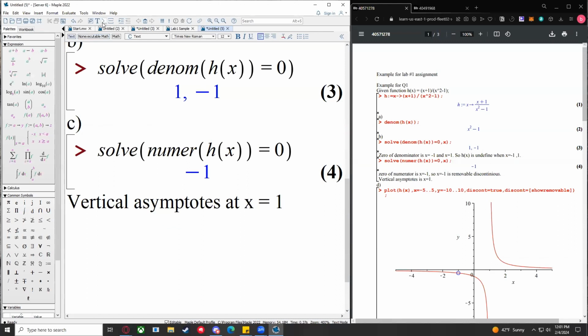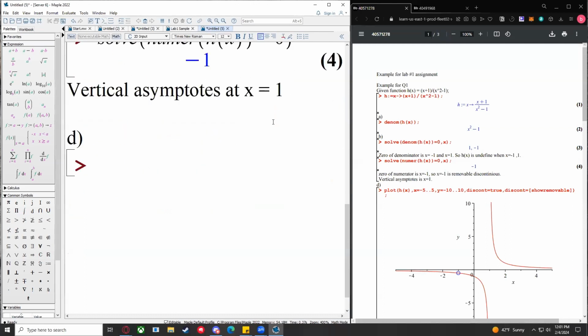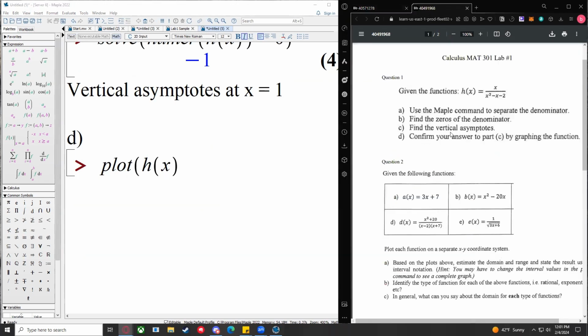All right, and one last thing is we want to plot this. So I can write D. And plotting it is just as simple as writing plot my h of x. I notice here he writes x equals -5 to 5 and y equals -10 to 10. That's not specified in the lab, right? It's not written here. So don't feel like that's a requirement.